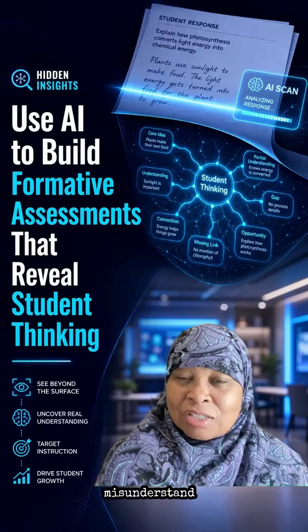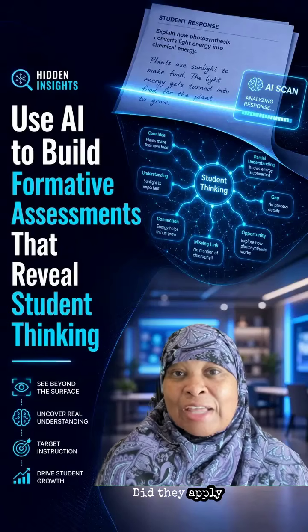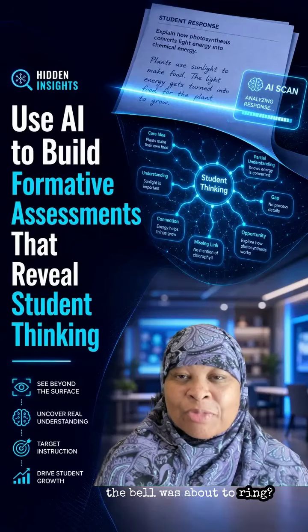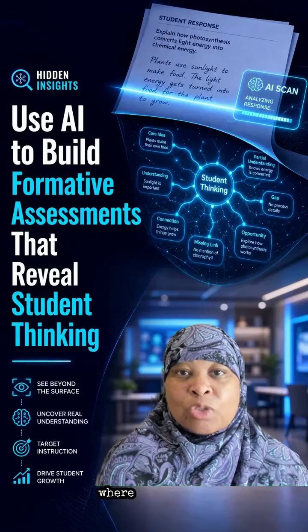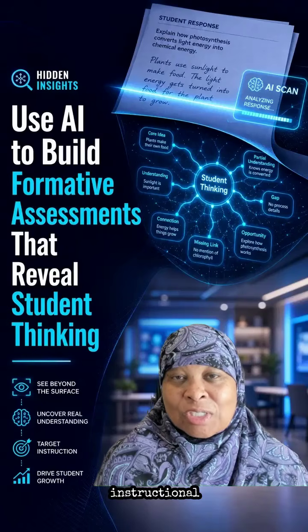Did students misunderstand the concept? Did they confuse the vocabulary? Did they apply the wrong strategy? Did they simply guess because the bell was about to ring? When teachers cannot see where student understanding breaks down, it becomes difficult to make informed instructional decisions.